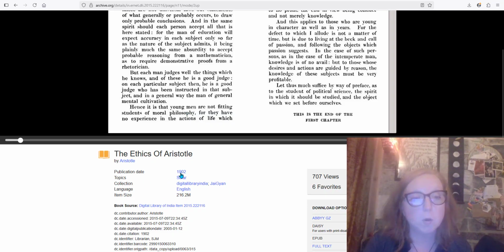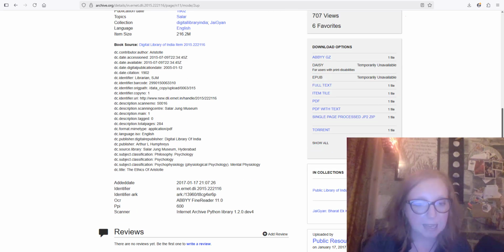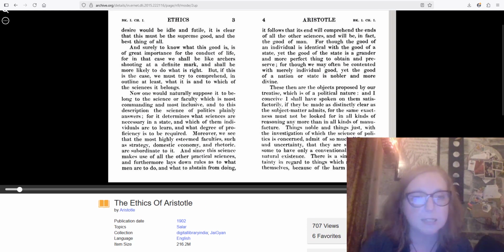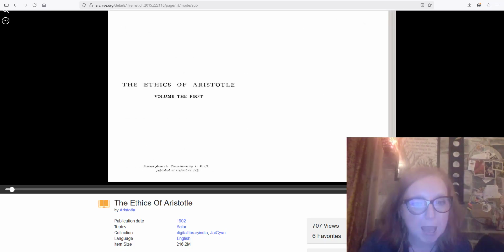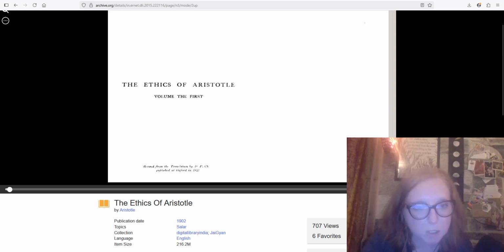This is a 1902 edition of Aristotle. Now, I'm smart enough to know that Aristotle lived a long time ago and did not write in English. So this has to be a translation. So I would be looking for who translated this book. And if I can't find it in this information on the Internet Archive's pages, I would try to find it on the title page of the book. And it looks like, oh, I just missed it, Arthur L. Humphreys. That also might be the publisher, so I'd want to do a little digging to be sure.